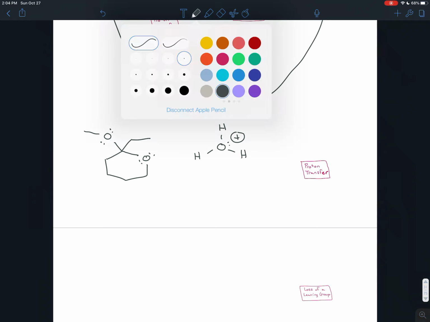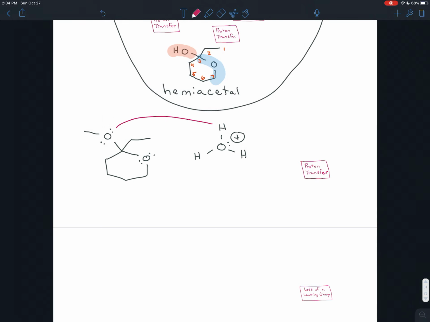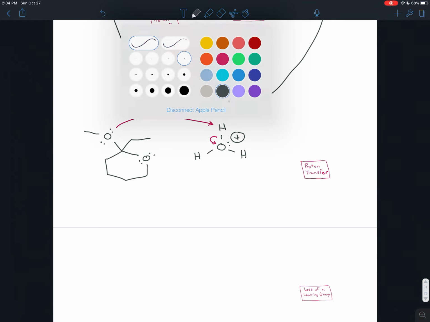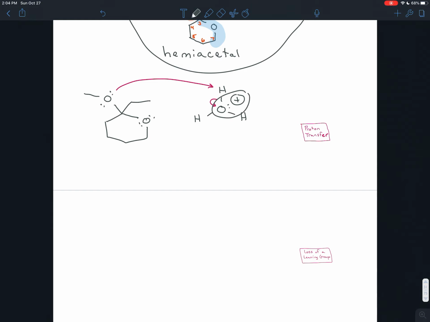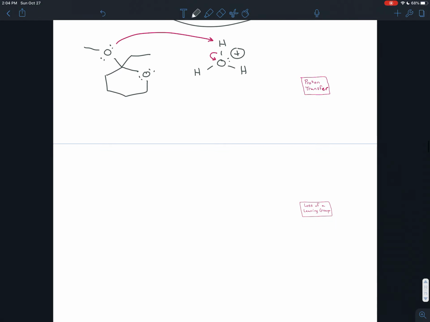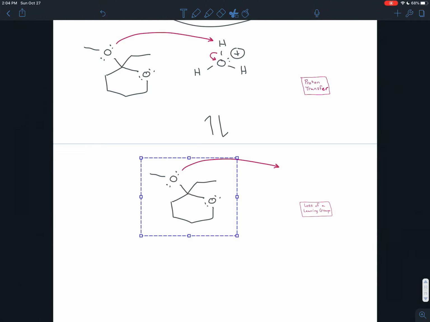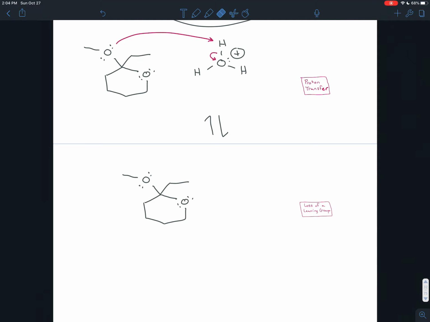So let's kick this small ether off first. The slightly negative oxygen will steal the slightly positive hydrogen on the hydronium, and the electrons will snap back on to the oxygen in the hydronium to help to stabilize its negative charge. So that's a proton transfer. We're transferring a H+, a proton, from one molecule to another. And the product of that is going to be really very close to being that same thing.